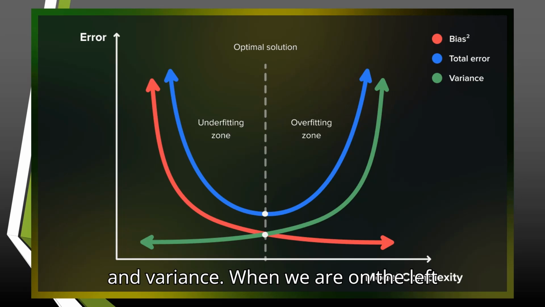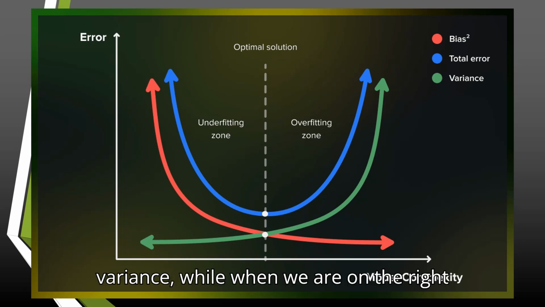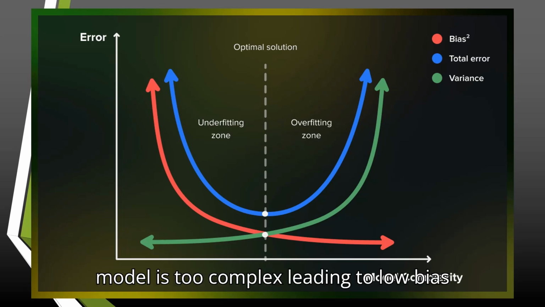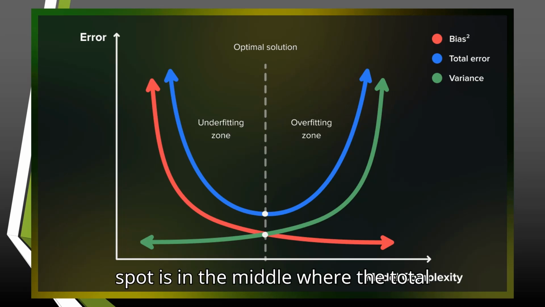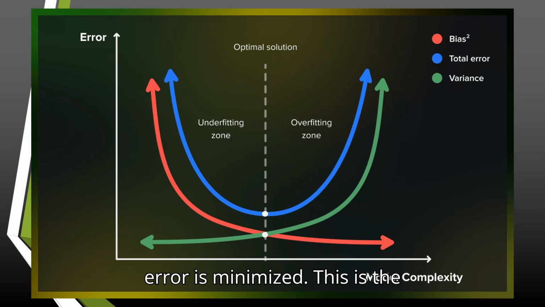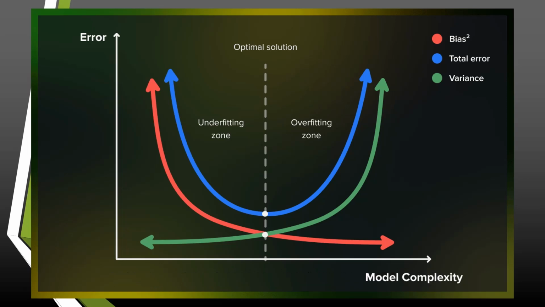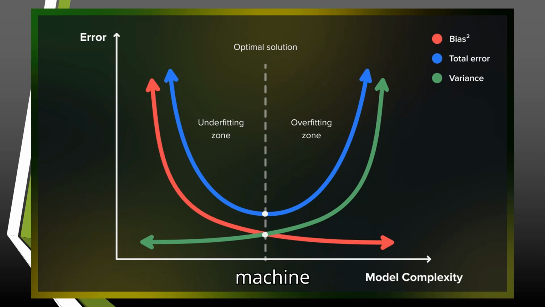When we are on the left side of the graph, the underfitting zone, we have high bias and low variance. While when we are on the right side, the overfitting zone, the model is too complex, leading to low bias but high variance. The sweet spot is in the middle where the total error is minimized. This is the optimal solution where both bias and variance are balanced to get the best model performance. Hope you have understood how to find the optimal solution for your model in machine learning.